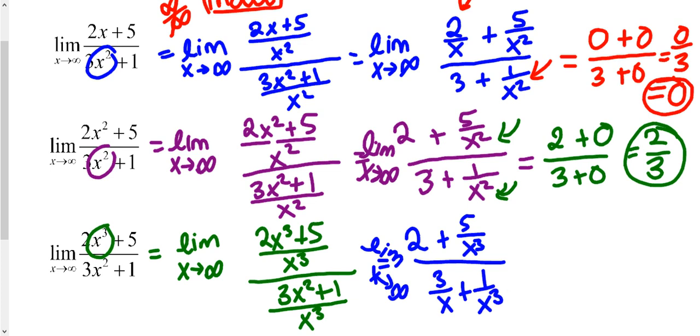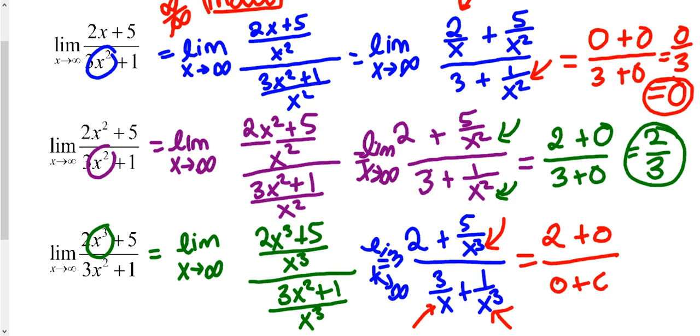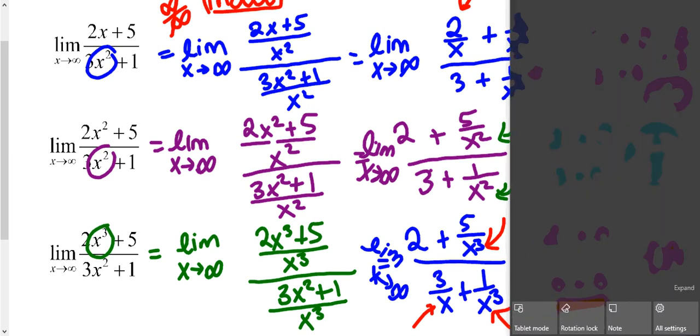And when I plug in infinity, 2 stays. Infinity here makes a 0. Infinity here makes a 0. Infinity here makes a 0. Whoops, 0 on the bottom. This limit does not exist.